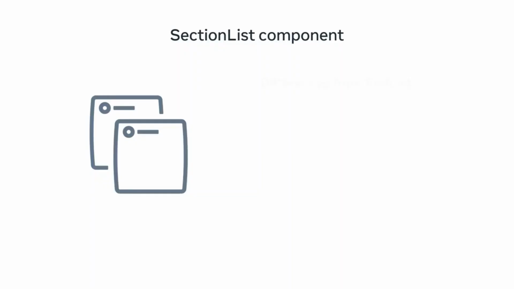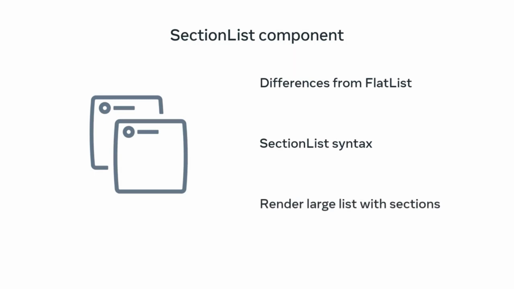This is similar to FlatList, but also adds the ability to render lists into sections. By the end of this lesson, you learned how to recognize the differences between SectionList and FlatList and identify appropriate use cases for each one, describe the syntax of the SectionList component and the purpose of its required props, which are sections and render item, and use SectionList to render a large list separated into sections, with each containing its own header. You then moved on to the third lesson, where you were introduced to the TextInput component.